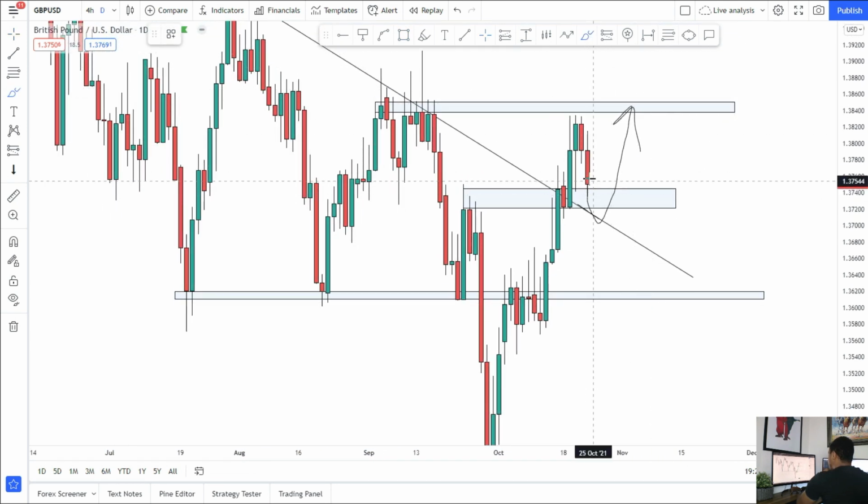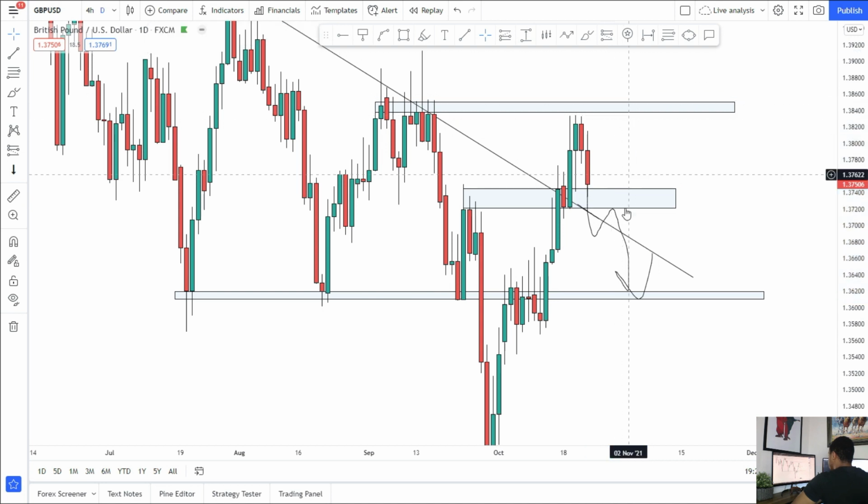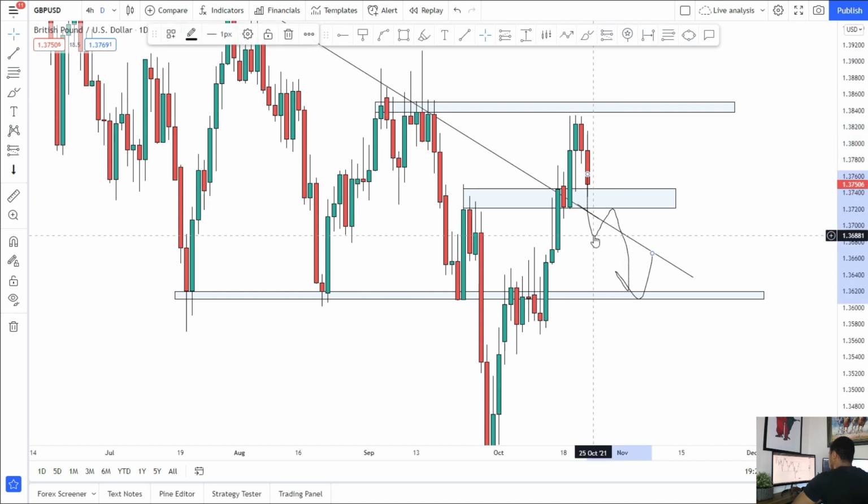If not, we leap back inside the trend line and back through there. We'll wait for the retest and just continue back down to 1.36. So again, we'll be reactive with this one and just see what the market gives us.